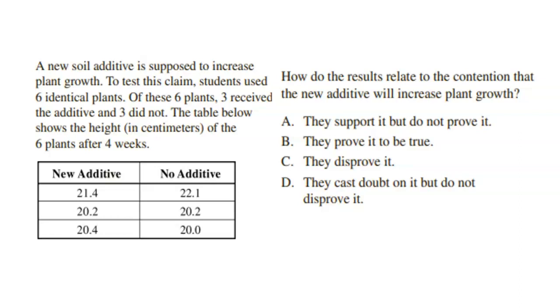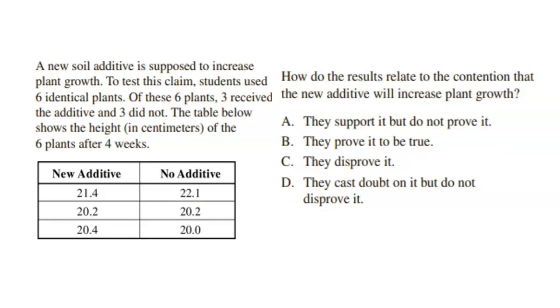They prove it to be true. They disprove it to be true. B and C, you can eliminate because we don't prove things. D, they cast doubt on it but do not disprove it. So we're here looking between A and D. Going back over here, generally what you would probably do is you would take these 3 plants and average out their heights. The same thing with the second column.